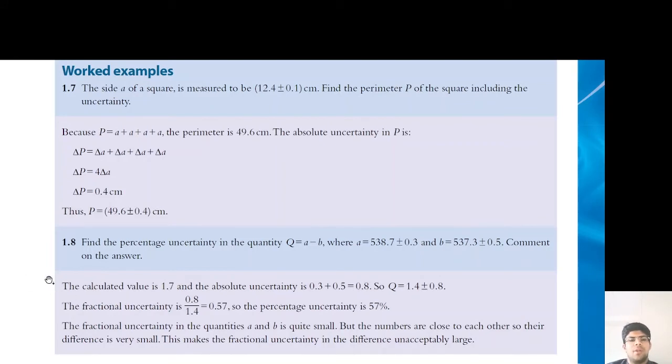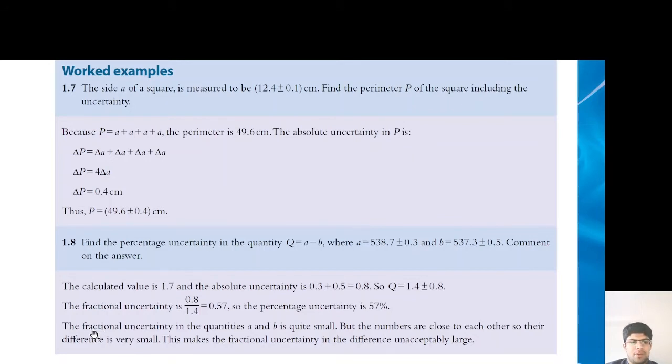The calculated value is 1.7 and the absolute uncertainty is 0.3 plus 0.5, which equals 0.8. So q equals, not 0, q equals 1.4 plus minus 0.8. The fraction uncertainty would be the absolute uncertainty over the mean value or the estimated value. So it would be 0.8 over 1.4 equals 0.57. So the percentage uncertainty is 57%. Percentage uncertainty is, if you multiply 0.57 by 100%, then we will get 57%.